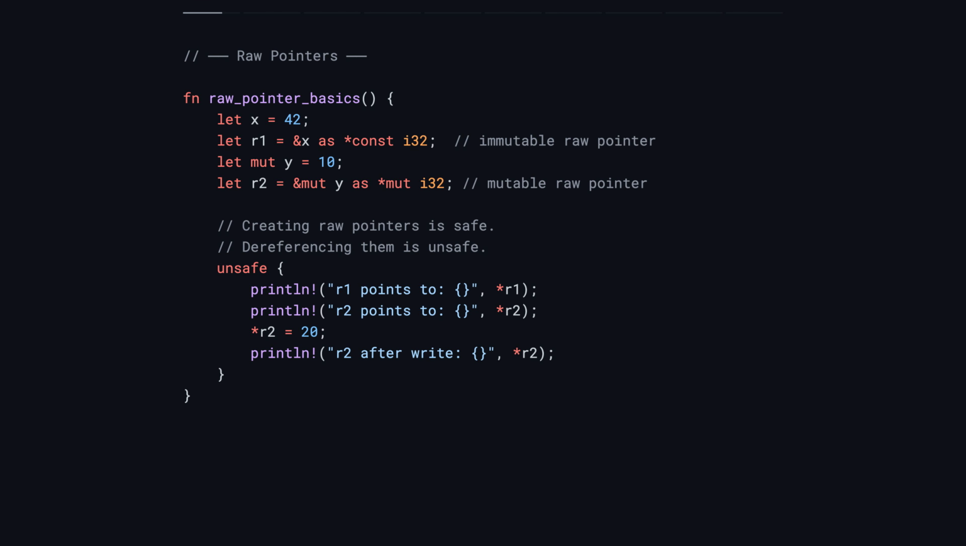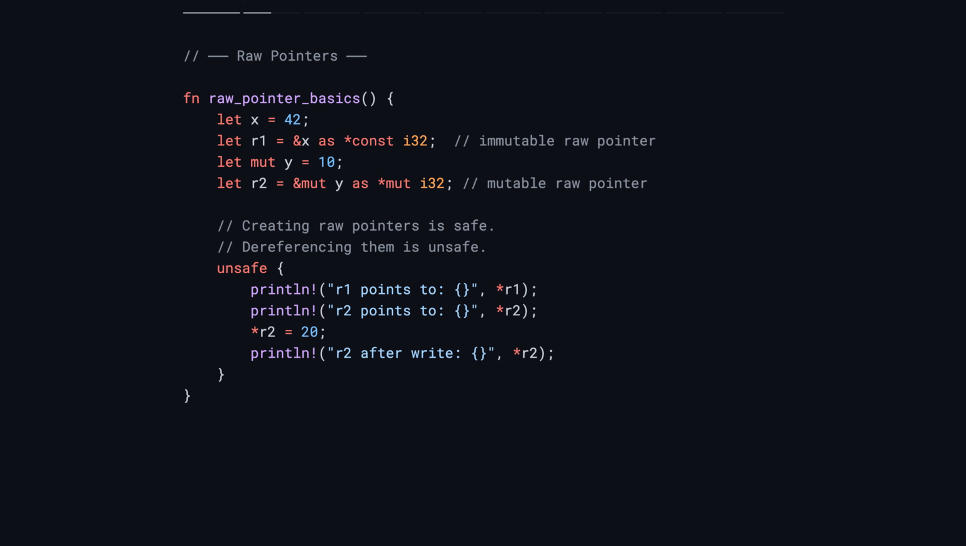Raw pointers are like references, but without Rust's safety guarantees. Creating a raw pointer is safe. You can create as many as you want. But dereferencing, reading or writing through the pointer, is unsafe because the pointer might be null, the pointer might point to freed memory, or the pointer might be misaligned.